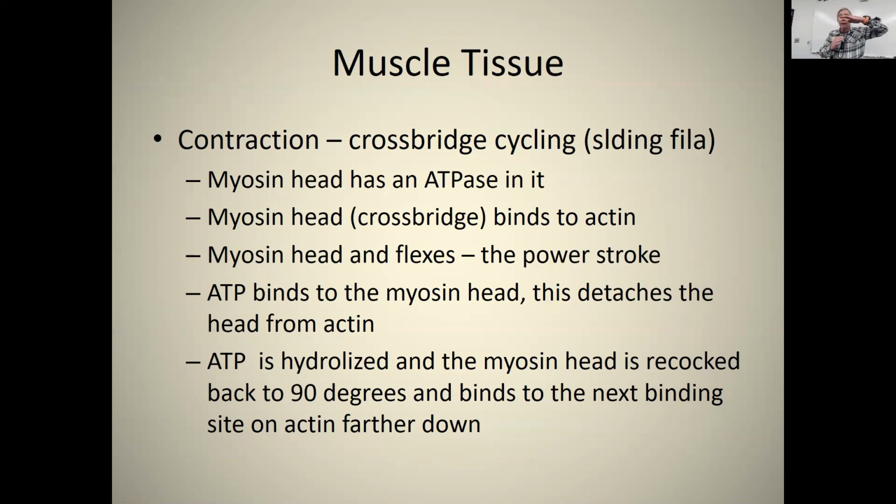So when the binding site for myosin on actin is exposed by tropomyosin being moved out of the way, as I said, the myosin head attaches to the actin, and then we get what's called a power stroke. Initially it's 90 degrees and it goes to like 45. That's called a power stroke, and this moves the thin and thick filaments past one another a little bit.